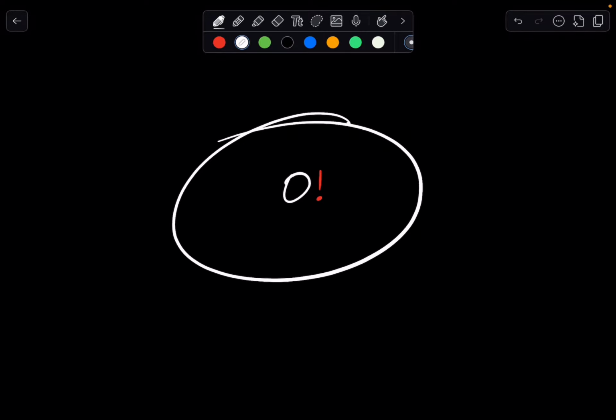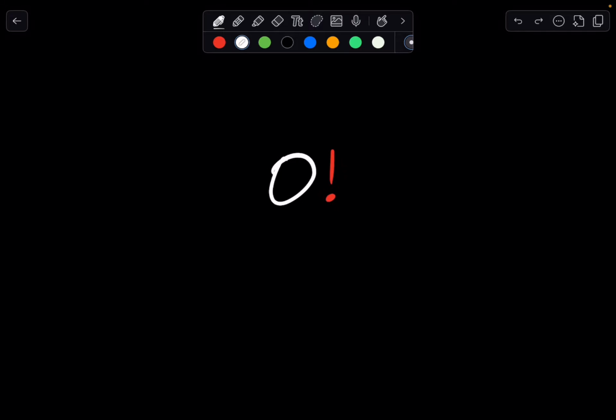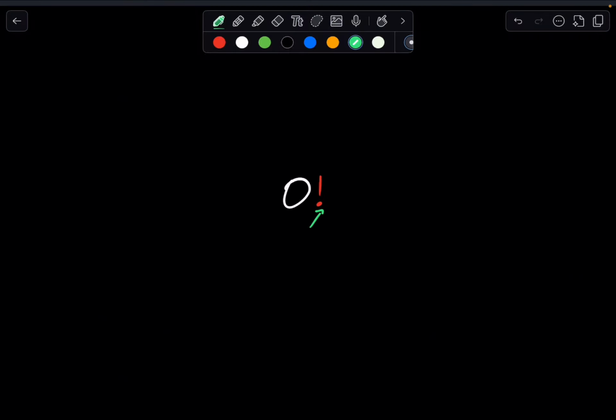Hello everybody. Today we're going to be looking at quite literally nothing. So let's actually get right into it. As you can see here today, the problem is quite simple. We have 0 factorial. And before we actually evaluate this, I'm sure a lot of you know what this is equal to, but we're going to be looking at what the factorial even means.